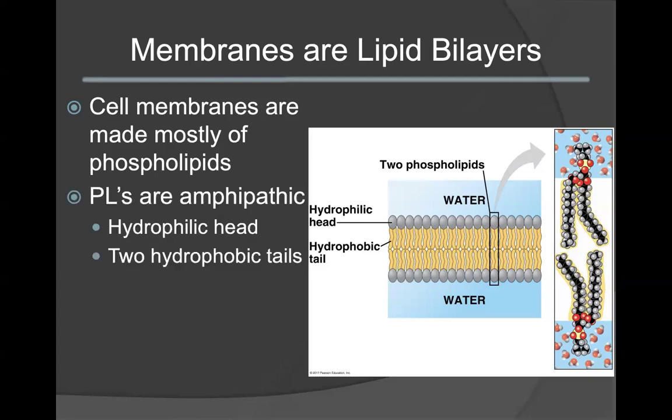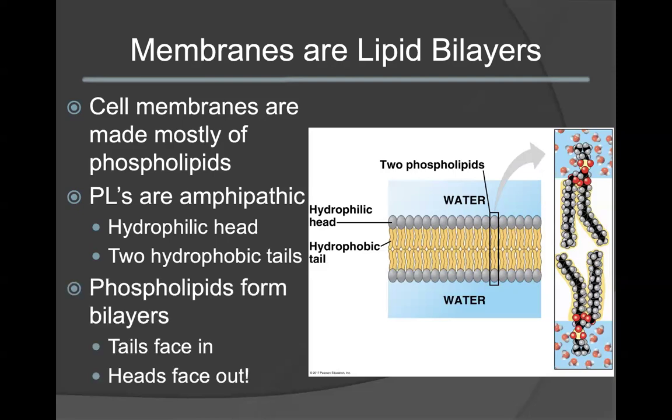Phospholipids are considered to be amphipathic. That means that they have a hydrophilic or polar head region, as well as a hydrophobic tail region. These phospholipids together will arrange themselves to form a bilayer, such that the tails or hydrophobic regions face in, and the heads or polar regions face out. Please refer to the diagram to the right to see this arrangement in the lipid bilayer.